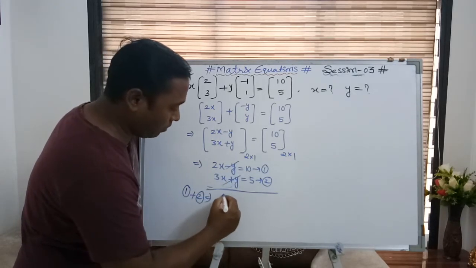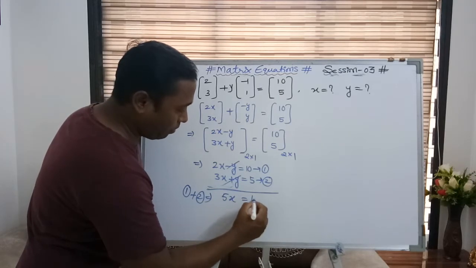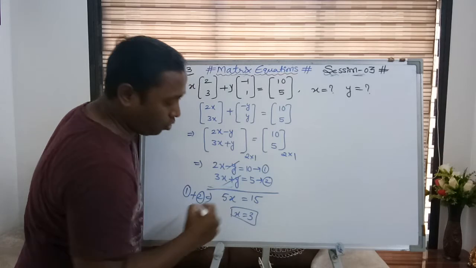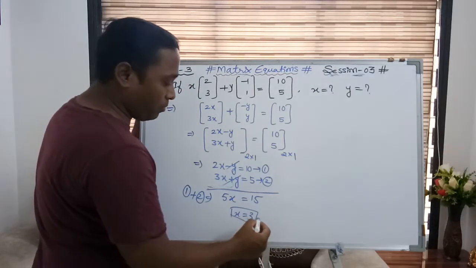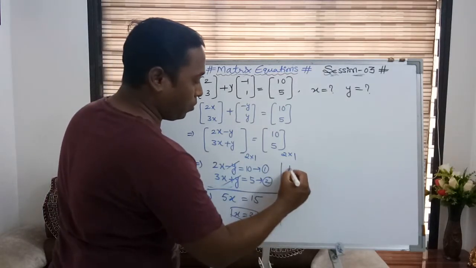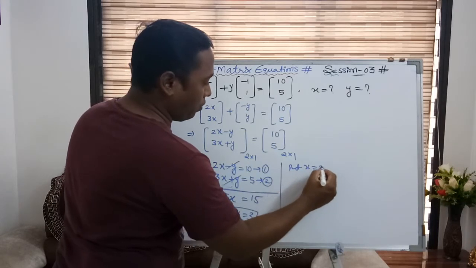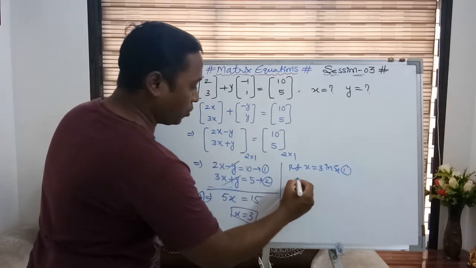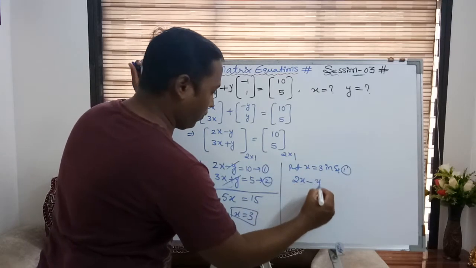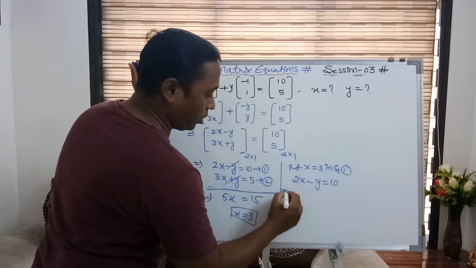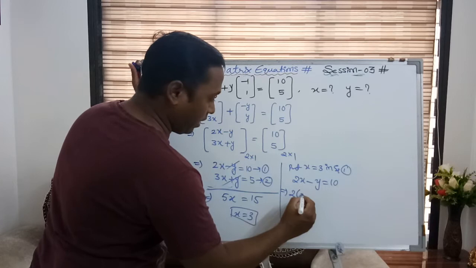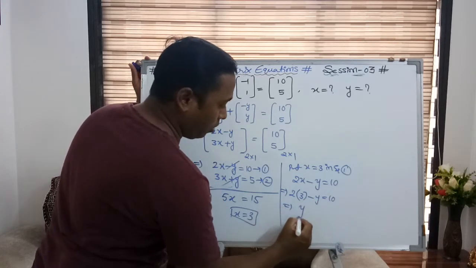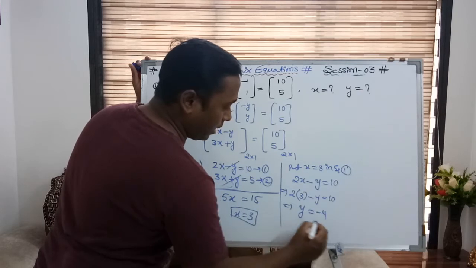2x plus 3x will be 5x. 10 plus 5 will be 15. So x will be 3. Now I got the value of x. Then substitute this x value. Put x is equal to 3 in the equation 1. So if I substitute, what was the equation we have? This is the equation. 2 into value of x is 3. Then ultimately you will see the value of y would be minus 4.